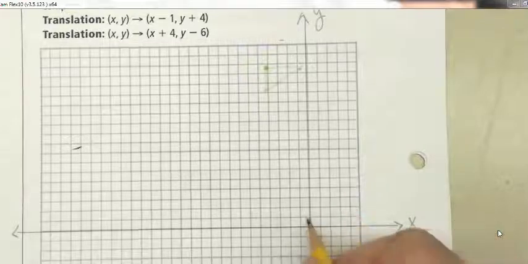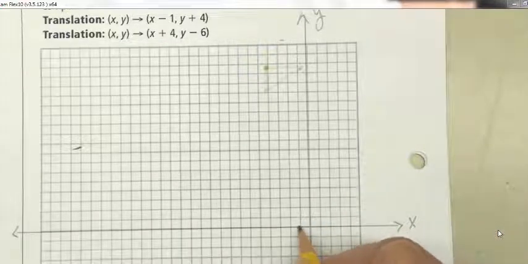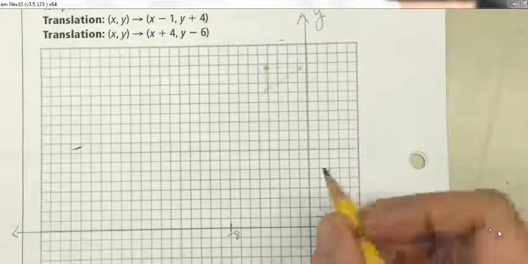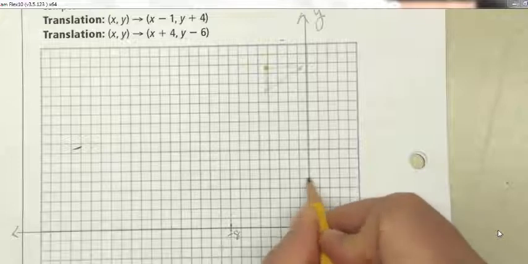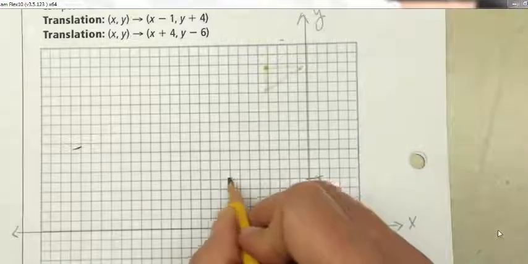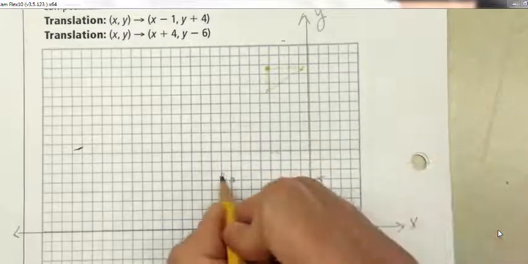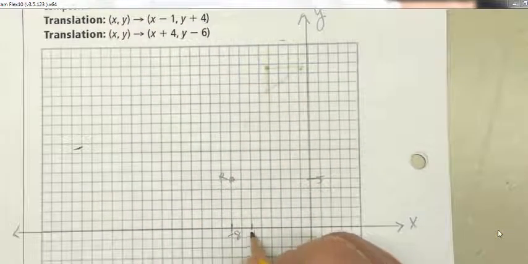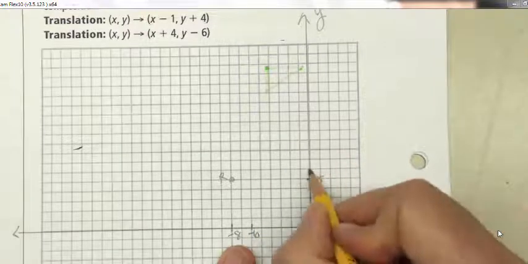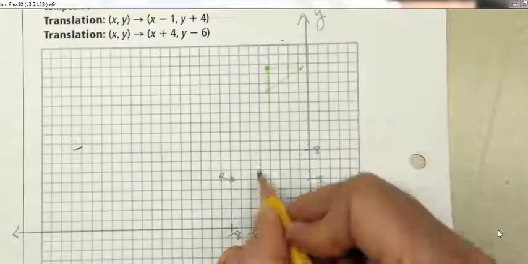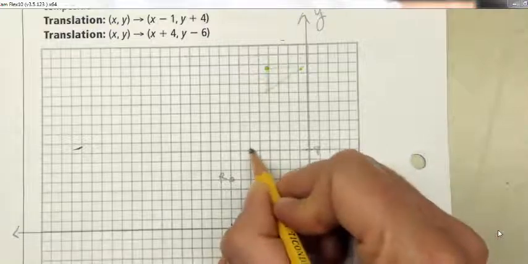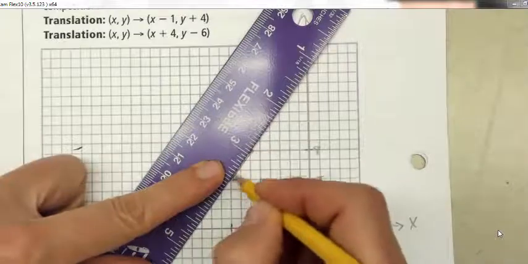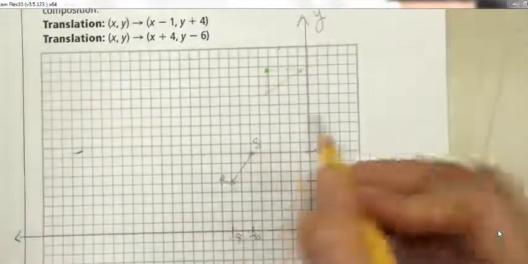Okay, so starting with RS, R is -8. 1, 2, 3, 4, 5, 6, 7, 8. And +5. 1, 2, 3, 4, 5. I'm going to label these R. And then S is -6 and up 8. 6, 7, 8. RS.